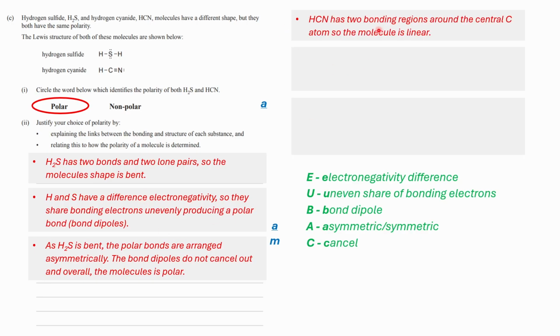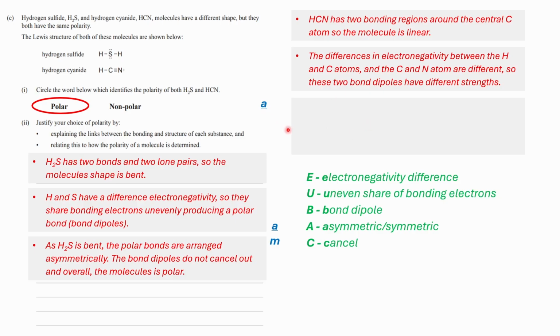So hydrogen cyanide has two bonding regions. Yeah, we can see that. There's this triple bond and the single bond around the central carbon atom. So the molecule is actually linear. So this is a symmetrical shape, though it's not a symmetrical molecule because the atoms are different. But anyway, the differences in electronegativity between hydrogen and carbon and carbon and nitrogen are different. Okay, so they're two different pairs of different atoms, so they don't have the same difference in electronegativity. So therefore, these two separate different bond dipoles have different strengths.